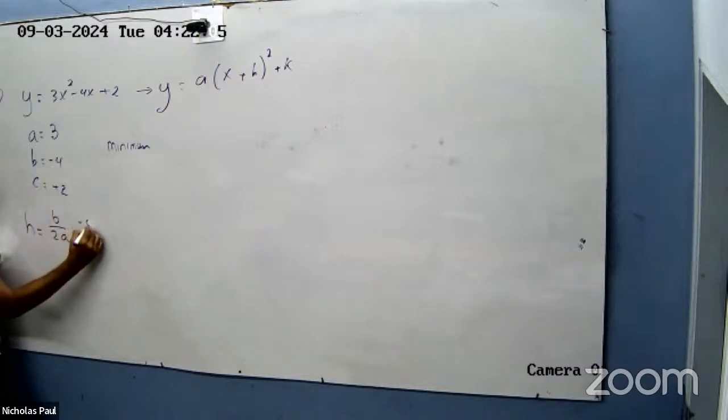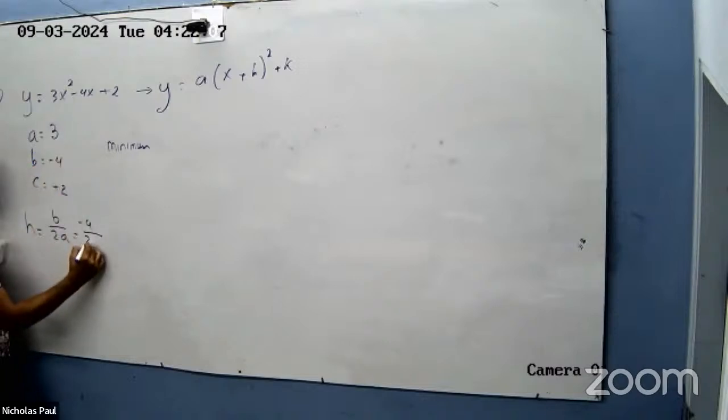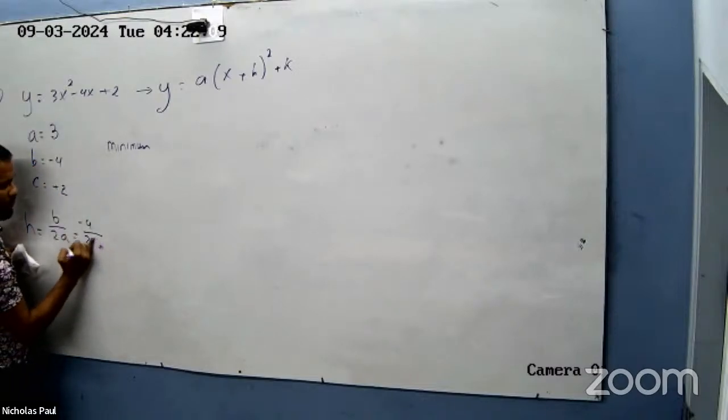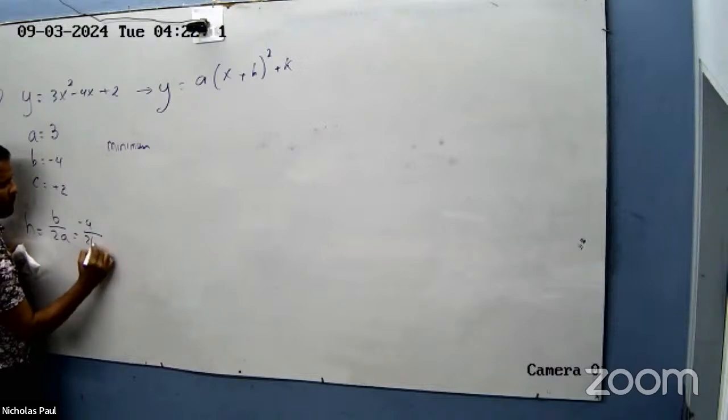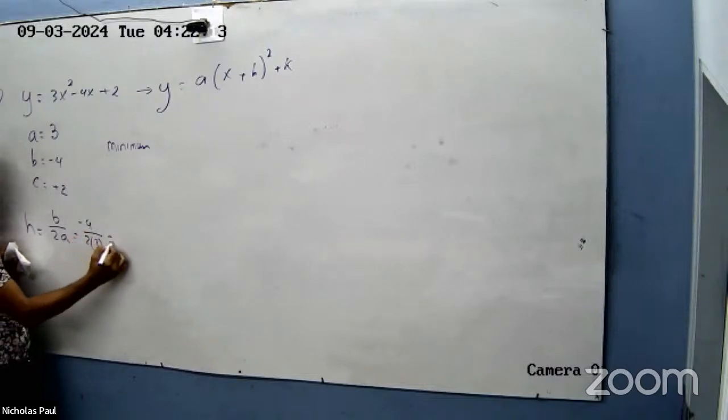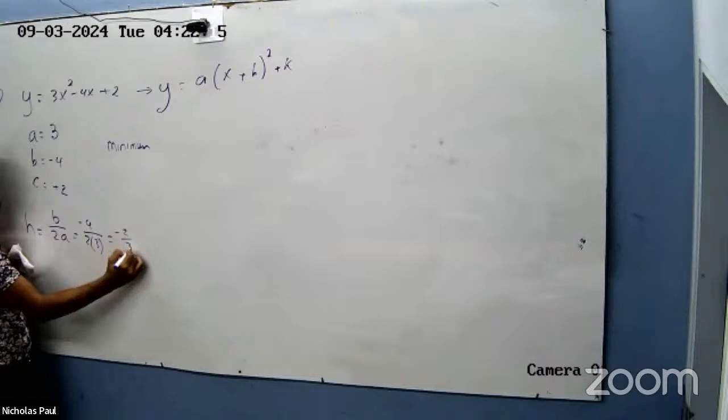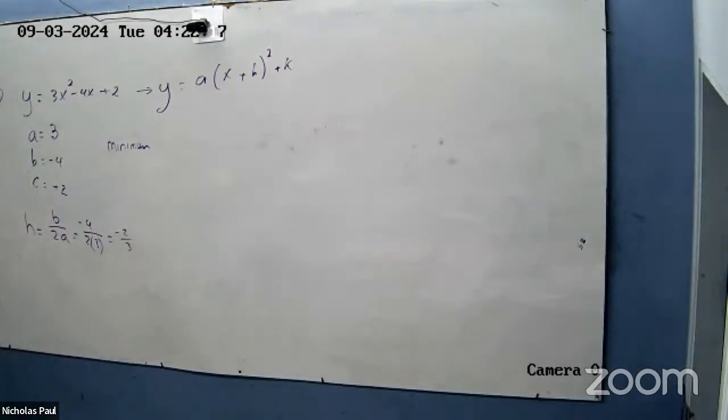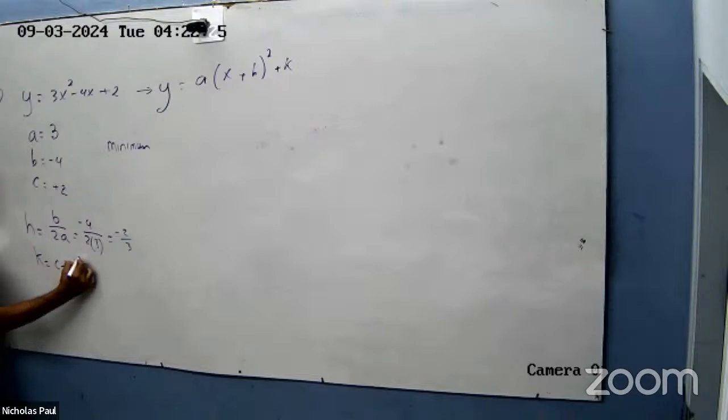B is minus 4, A is 3. 2 into 4, now cancel. So you'll get minus 2 over 3. That's it. That's H. That's all you need.